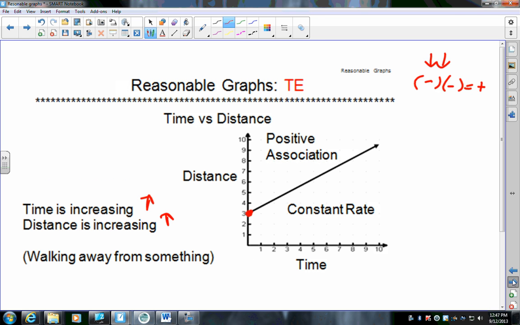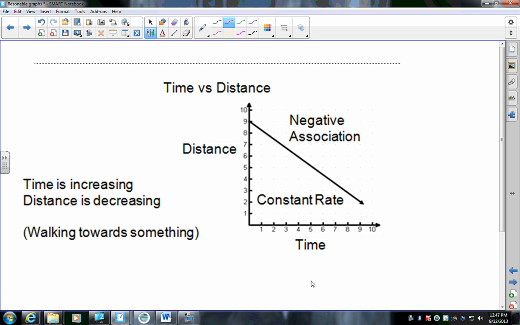Okay, the next one, we're talking about a negative association. When it's negative, the line is going down from left to right. It's decreasing. And that happens because when time is increasing, distance is decreasing. We talked about the fact that if they're going in different directions, like if one is positive, one's negative, it's a negative association. And again, I told you to think about multiplying, because a positive times a negative is a negative.